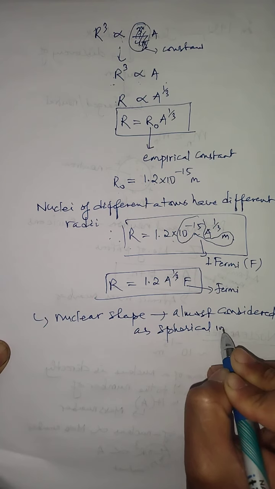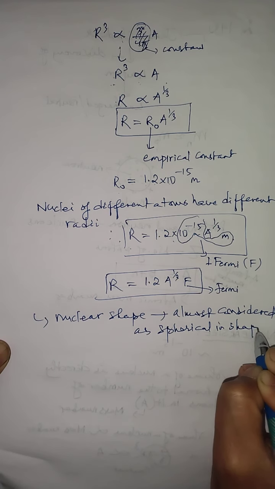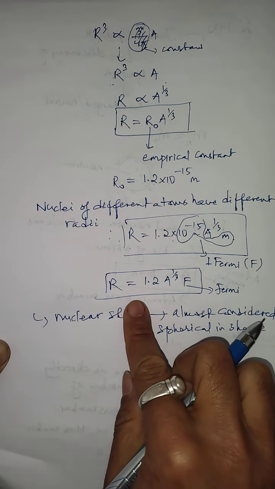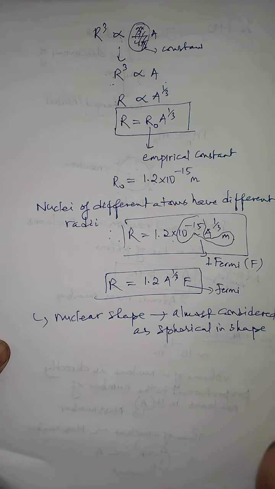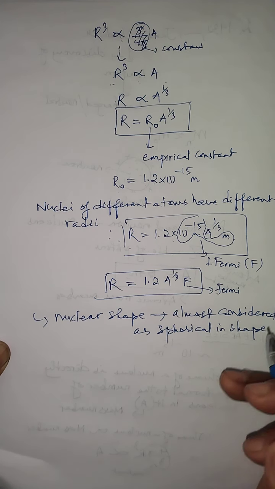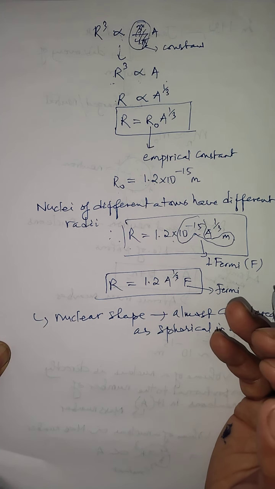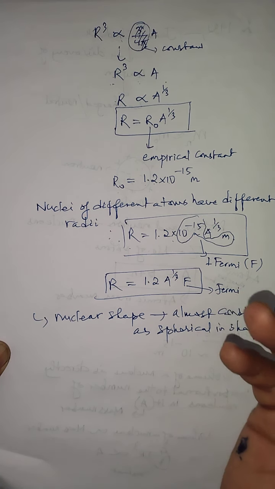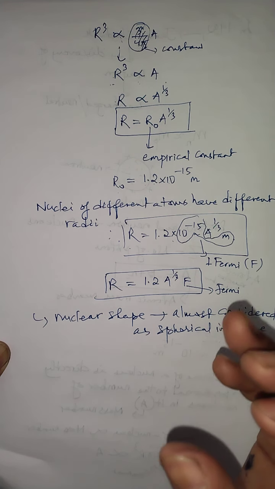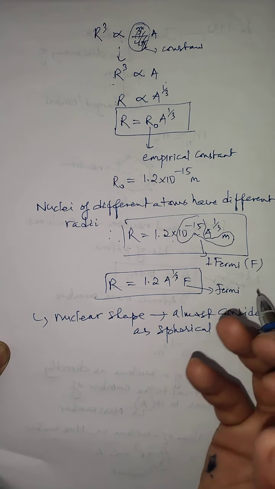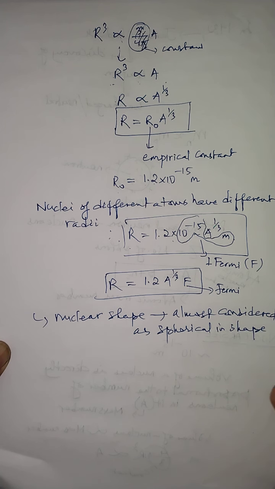That's why, in order to measure the volume, we use the formula for the volume of a sphere, 4 by 3 pi r cube. Similarly, the nucleus has a density, and density means mass by volume. We can measure the mass of the nucleus, and we know the volume of the nucleus, meaning the volume of the sphere. With that we can measure the density of the nucleus.